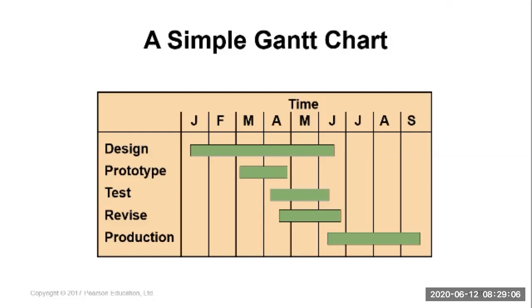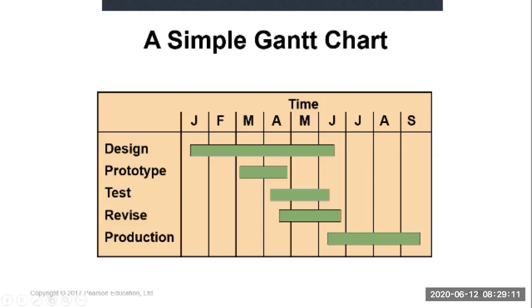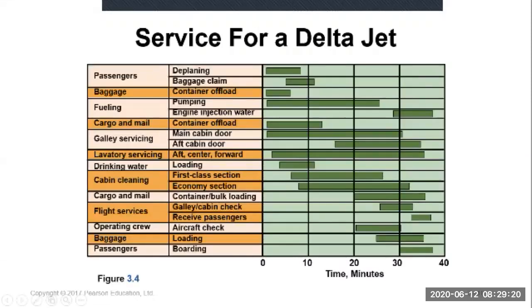Okay, list all activities and the duration for each activity. This is to show when you will start that specific activity and when it will complete, based on the duration for each activity. So, an example Gantt chart for service for a Delta jet. For passengers, the responsible party, when is the planning and baggage claim, and the duration. So these are the activities in the budget.